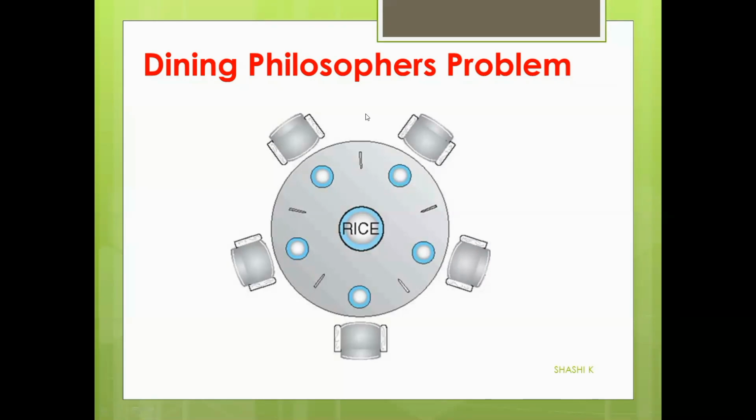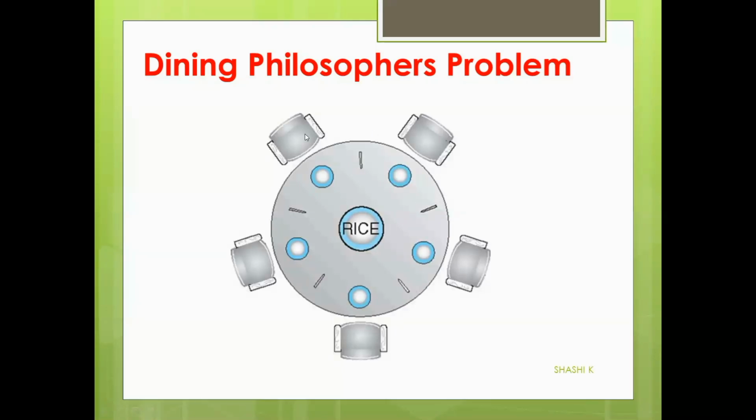If at any point of time some philosopher gets hungry, he will take up the chopstick on the left hand side and he will take up the chopstick on the right hand side. He is allowed to take only one chopstick at a time. First he will pick up the left chopstick, then he will pick up the right chopstick, and then he will start to eat.